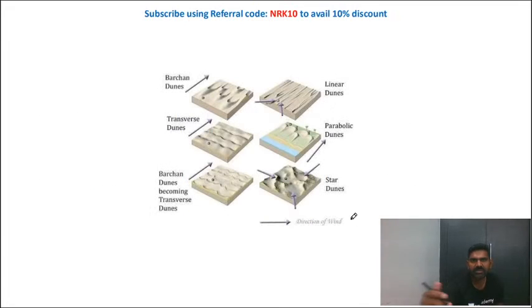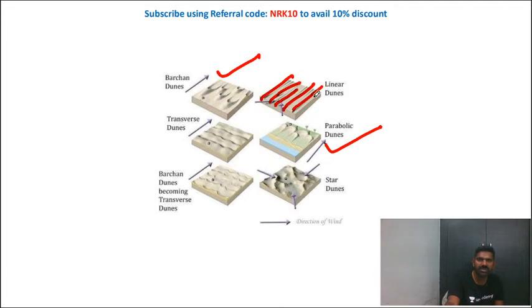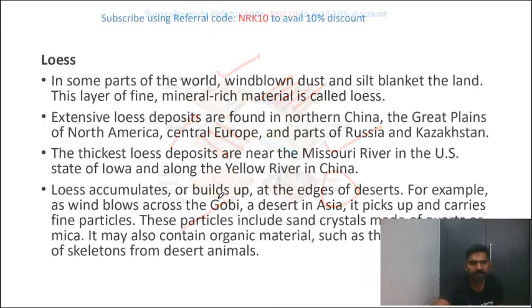And I told you about different types of dunes. Barchans. Opposite to barchans are parabolic dunes. If the dunes are formed in the direction of the wind, they are called longitudinal dunes. If the dunes are formed perpendicular to the direction of the wind, they are called transverse dunes. If the dunes are formed like domes or stars, they are called star dunes or dome dunes. Sometimes barchans also convert into transverse dunes. So this is an example of that.